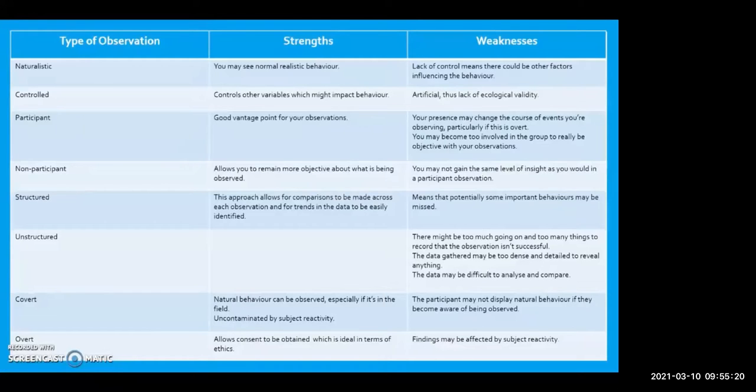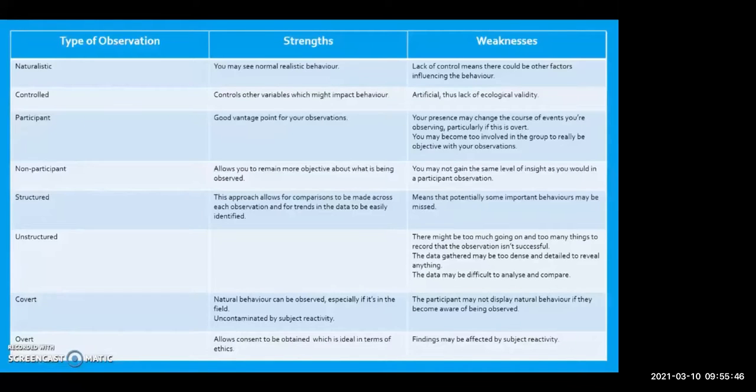Structured. This allows for comparisons to be made across each observation and for trends in the data to be easily identified. However, this means that potentially some important behaviors may be missed. Unstructured observation. There might be too much going on and too many things to record that the observation isn't successful. The data gathered may be too dense and too detailed to reveal anything. The data may be difficult to analyze and compare.